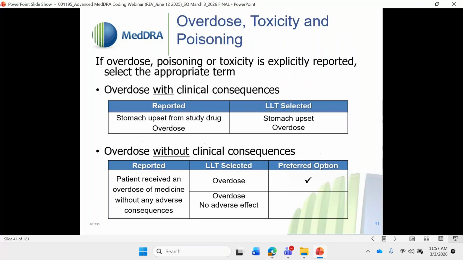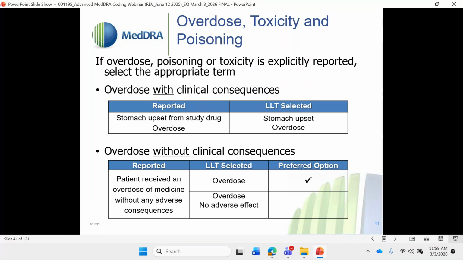Okay, so now let's move on to the overdose, toxicity, and poisoning concepts. For overdose, toxicity, and poisoning, it's very important to remember that you cannot code using these three terms unless your report explicitly reports it as such. Okay? And when it is reported, do code them with any clinical consequences that are mentioned.